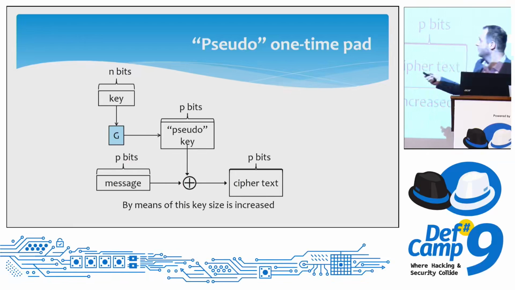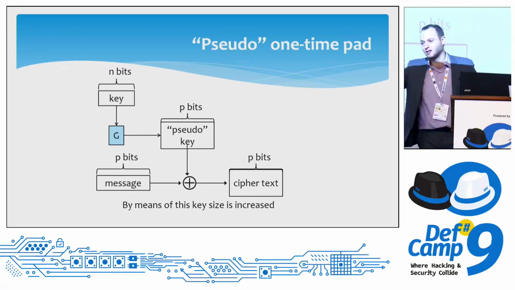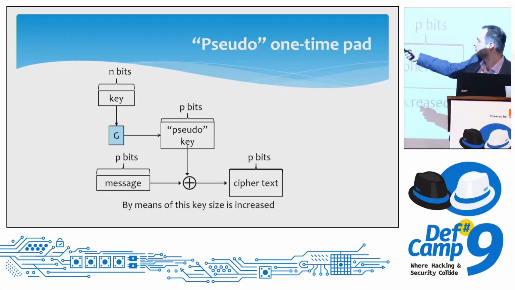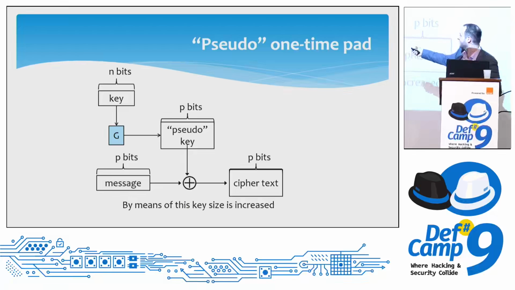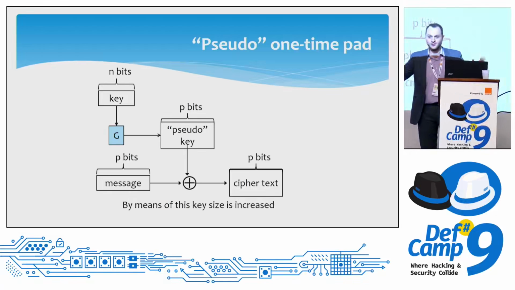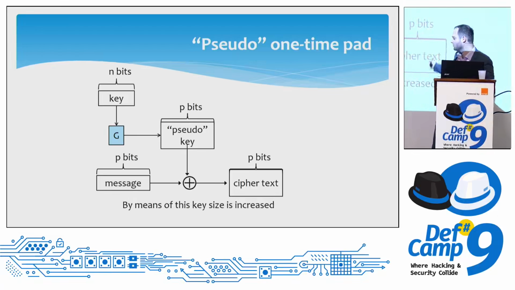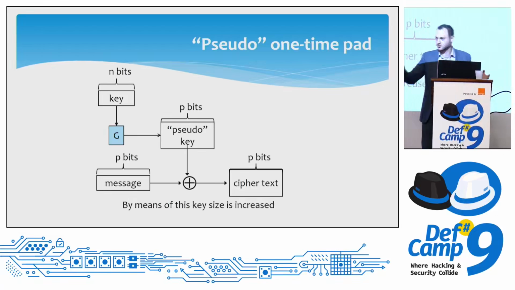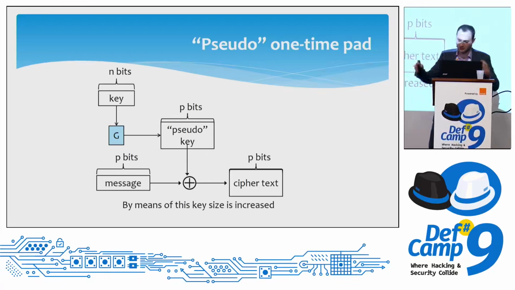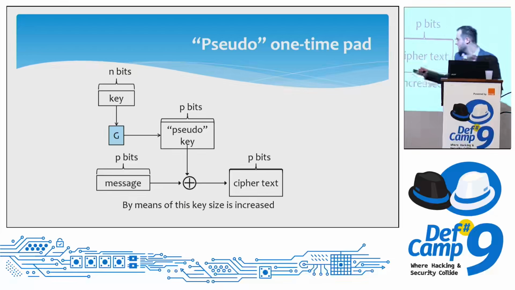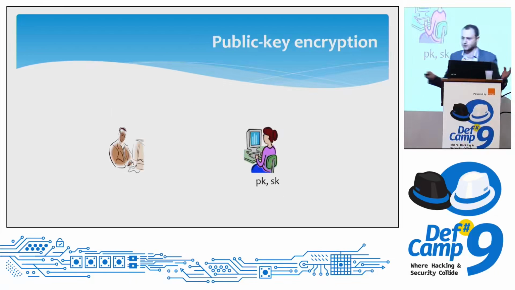What do we get? We have a little key of n bits, and the message is p bits, where p is much more than n. We put our key into the generator and get a pseudo key of size p. Now we can XOR it with our message normally, and get a ciphertext whose length is also p. Of course, in this case we don't have perfect secrecy anymore, but we have computational secrecy, and it works like this. Afterwards it was a revolution.